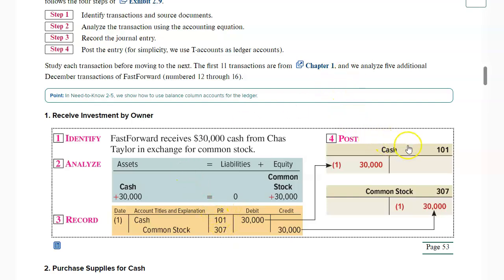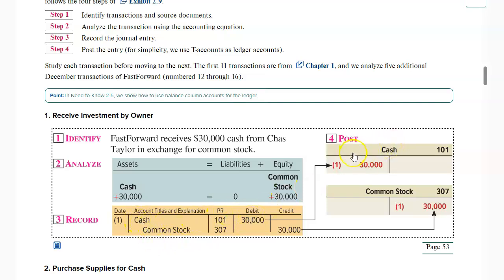So I find the cash account. You notice this is a T account. It doesn't look like the ledger up there. This is just a T account. So 101 is a number. I'm going to post a debit transaction of $30,000, which comes straight from the journal.